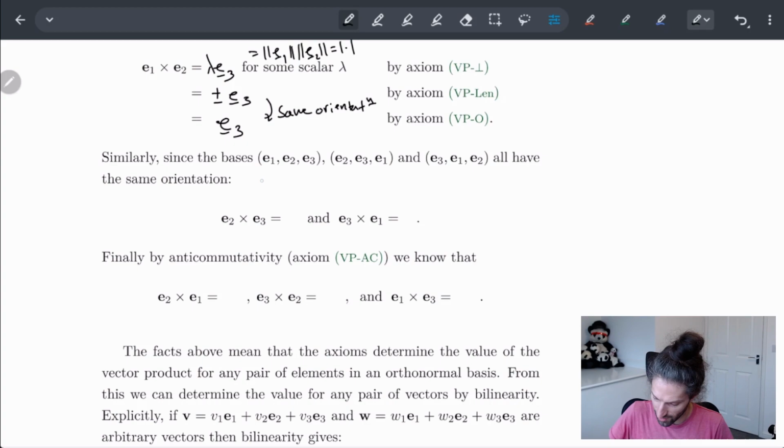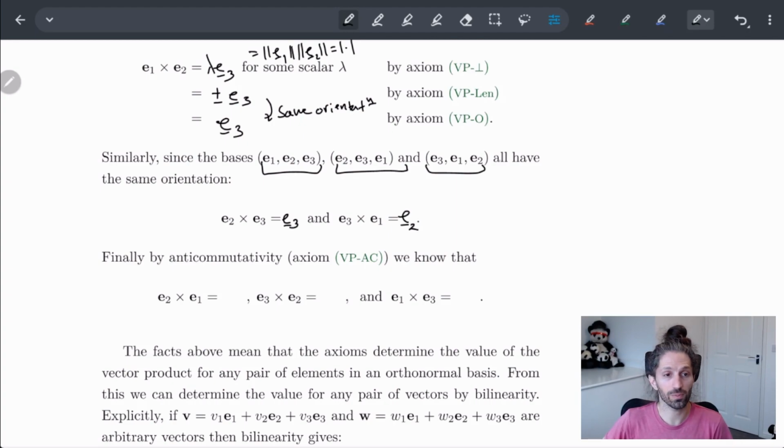Now, since these 3 bases, E1, E2, E3, all have the same orientation, I won't go into this too much, but basically you just flip adjacent things and that gives you enough switches, which keeps the orientation. They all have the same orientation, which basically tells me that E2 cross E3 gives me E1, and E3 cross E1 gives me E2. Sorry, minus E2. Wait, no, E2, this was right. E2.